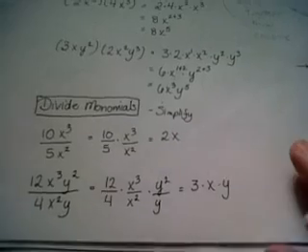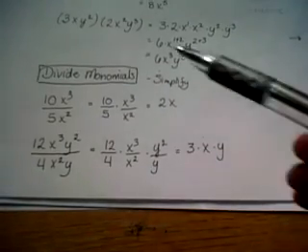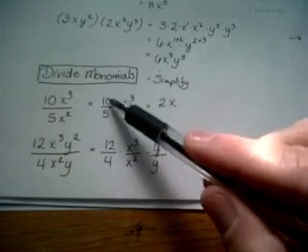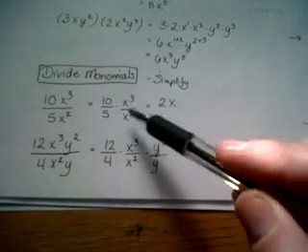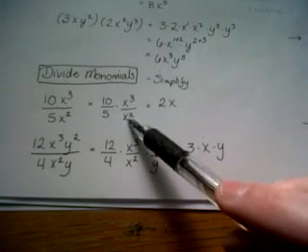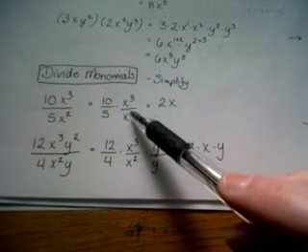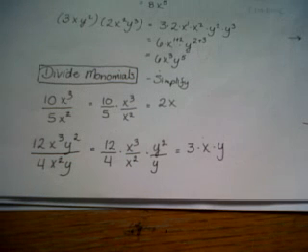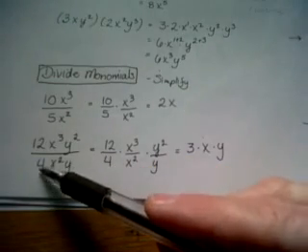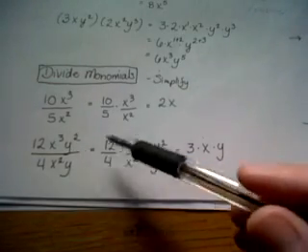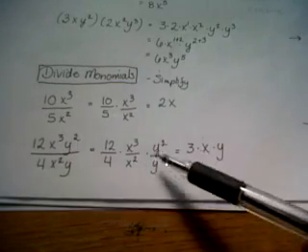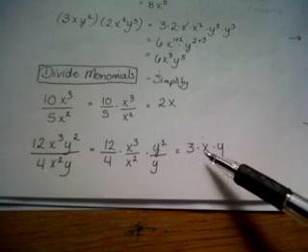Now we can also divide monomials. And when we divide monomials, they look like this. 10x cubed divided by 5x squared. I'm going to take the 10 and divide it by the 5. I'm going to take the x cubed and divide it by the x squared. Well, 10 divided by 5 gives me 2. X cubed divided by x squared, you can subtract, 3 minus 2 gives me 1, so that just leaves me with an x. And here we have another one. 12 divided by 4. The x cubed will be divided by x squared, and the y squared will be divided by y. So I'm left with 3xy.